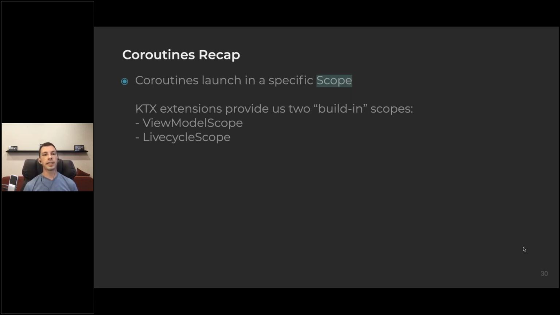And fortunately, the KTX extension provides us two built-in scopes. It's viewModelScope and lifecycleScope for activities and fragments. Also, another great thing is that we can launch as many coroutines as we ever need. And when we decide to close the scope, we will close all the coroutines that are assigned to this scope. Yeah, this is great.